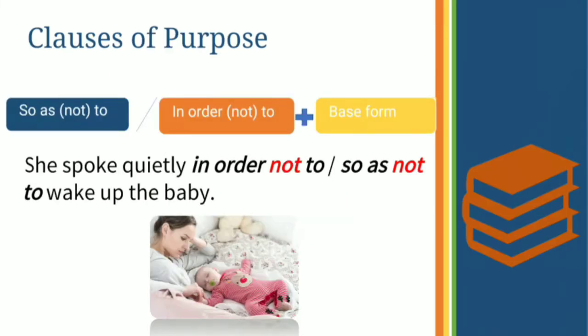We have here the first one, and the structure is so as to or in order to plus the base form of the verb. And in the negative form, it will be so as not to or in order not to plus the base form. Like this example: She spoke quietly in order not to or so as not to wake up the baby. This sentence is in the negative form, so here we use in order not to or so as not to.